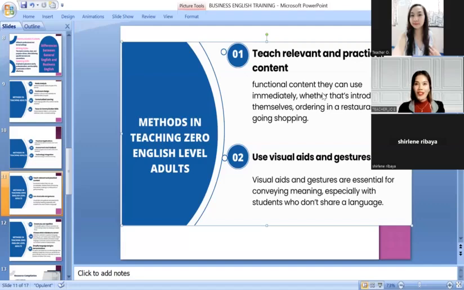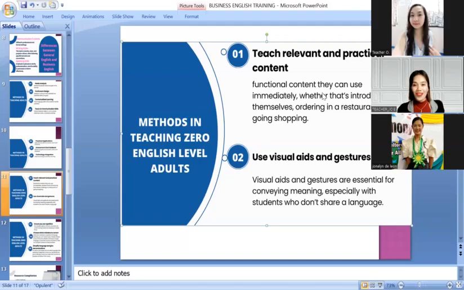For example, if our students are young learners, like 4 years old, of course we can teach them phonics and the alphabet. But if we are teaching adults who are zero English level, we will avoid teaching them lexical materials like alphabet and pictures. What we need to do is make it more practical for them, like introducing themselves first, because that is very important. Even though they're already adults, they must learn how to introduce themselves. So that's the first thing that is very functional for them.